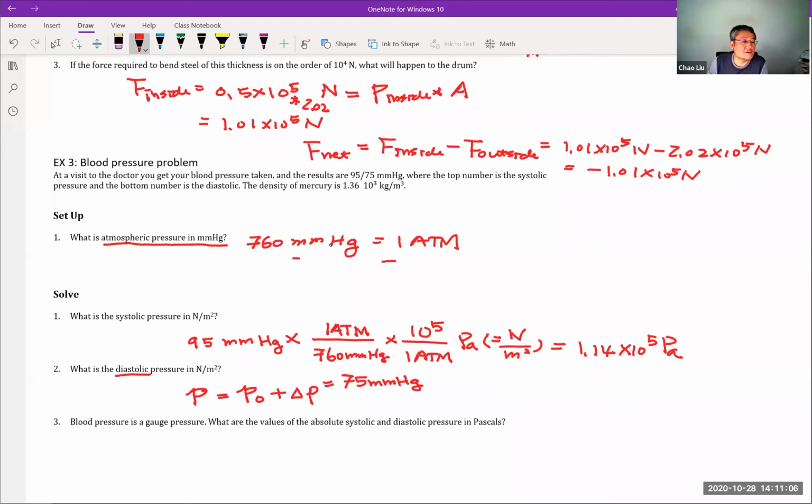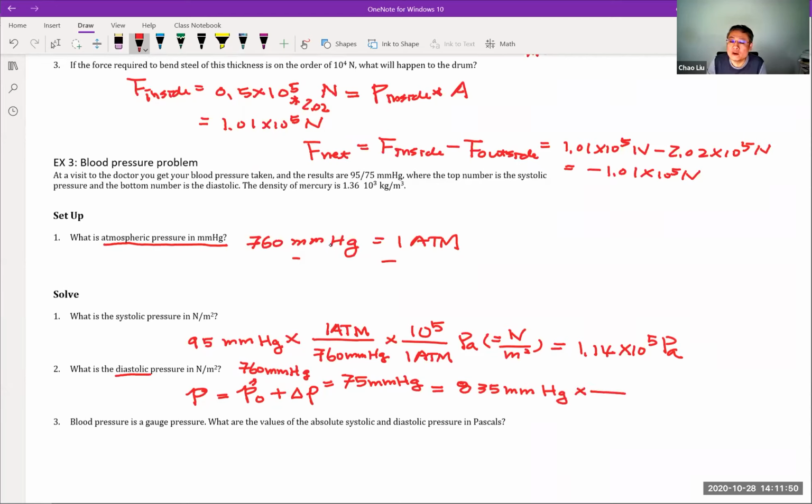The actual diastolic pressure is equal to the atmosphere pressure, which is 760, plus the change of that. So if you do the calculation, this pressure should be equal to 760 plus 75, that will give you 835 millimeter of mercury. And then if you wanted to convert into the Pascal, you do the same thing like this one here.